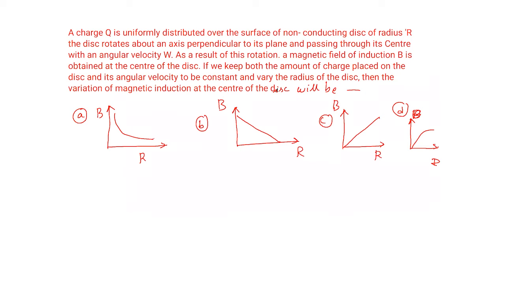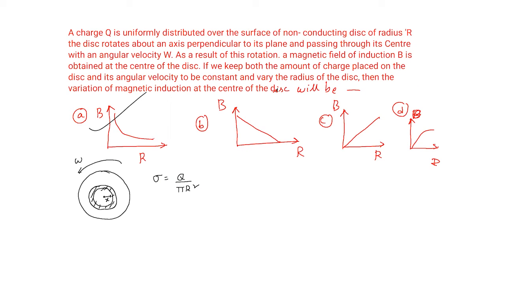The correct option is inversely proportional to R. You can divide this entire disk into small ring elements. First, find the magnetic field due to this ring element. How to do that? First, you find sigma. Sigma equal to Q divided by pi R square.